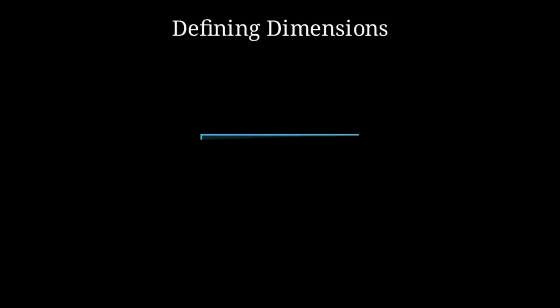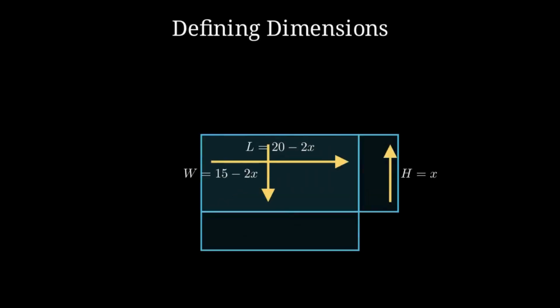When we cut two squares of length x from the 20 cm side, the remaining length is 20 minus 2x. Similarly, the width becomes 15 minus 2x. When we fold the flaps up, the height of the box is exactly x. We now have all three dimensions defined by a single variable, which is crucial for calculus.